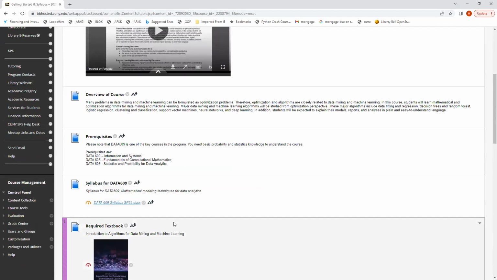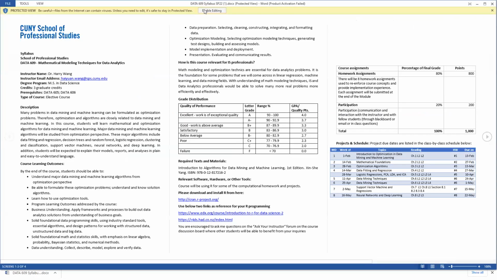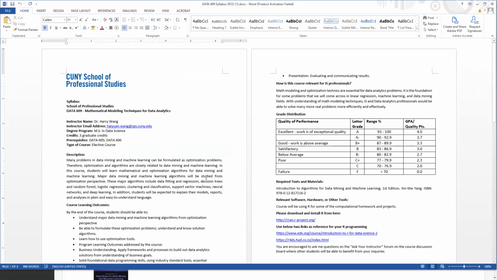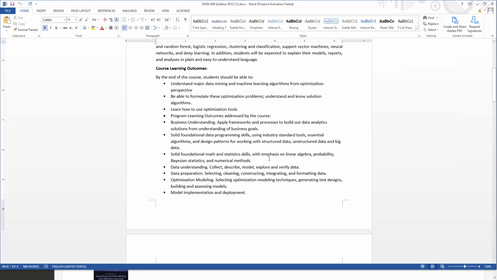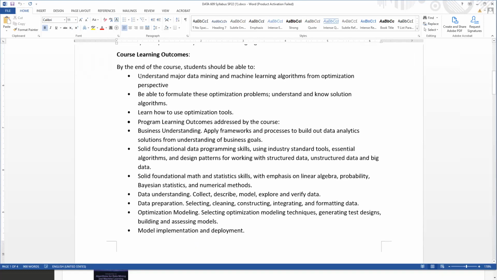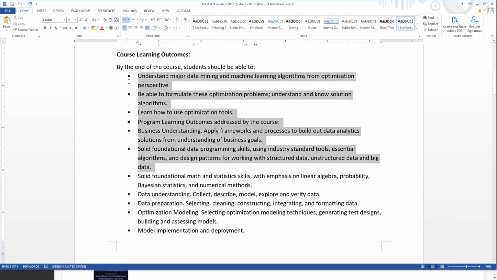Without too much further ado, let's look at the syllabus. If you read it carefully, what we really want to do is understand major data mining and machine learning algorithms from an optimization perspective: formulate the optimization problem, understand how to find the solution, and learn how to use optimization tools. I think these are the key moments. Some of the other items are not too relevant; we're hoping the other data science courses will help you with those. But the key for here is really this.